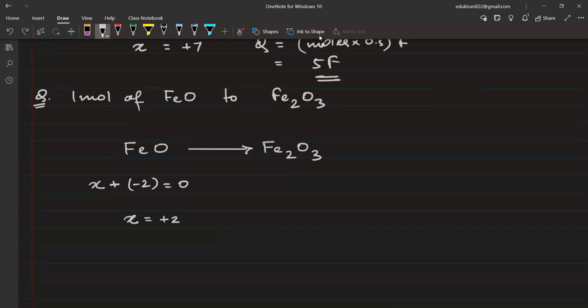For Fe, it will be 2x. Very good. 2x minus 6 is equal to 0. Then 2x is equal to 6, then x is equal to +3. Very good. So this is +2, this is +3. What is the change?